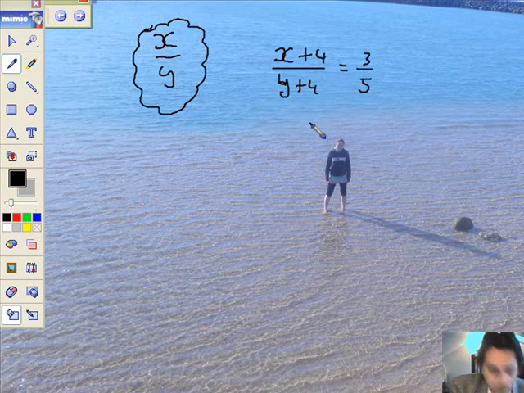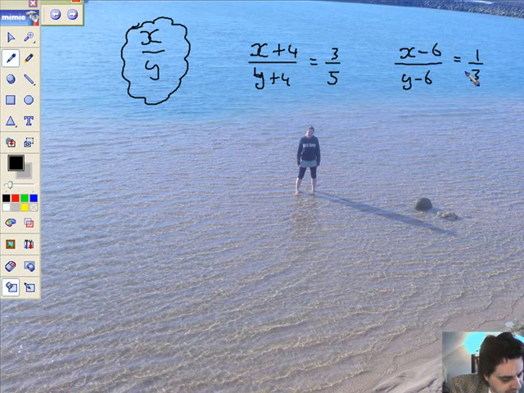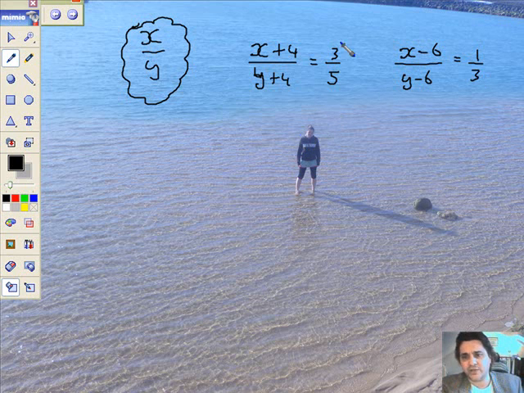3/5. Oh, I can't wait. If he subtracts 6 from the numerator, in other words, x minus 6, and from the denominator, that's y minus 6, his fraction is a third. What is Paul's fraction? I've now suddenly got to incorporate all this into my brain and get an answer.